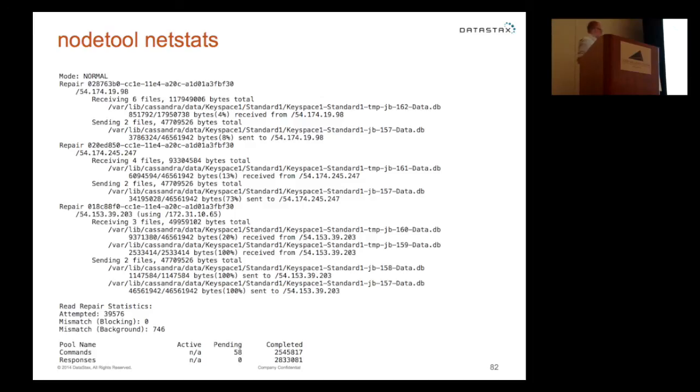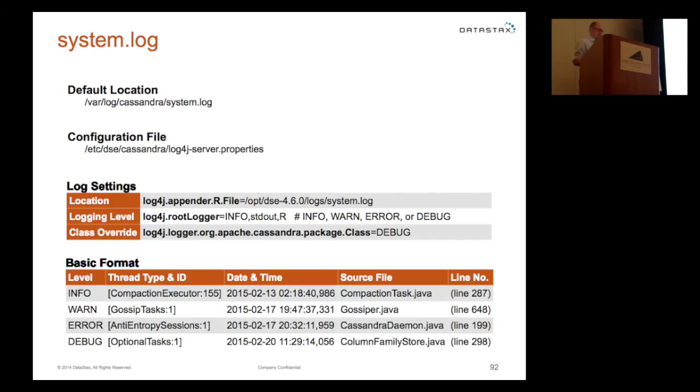Then at the bottom, you have some information about read repair: the number of repairs attempted, and the number of actual mismatches that were found. And then here are the coordinator statistics, which will be the number of commands the coordinator sent out and the number of responses received. So that's nodetool.